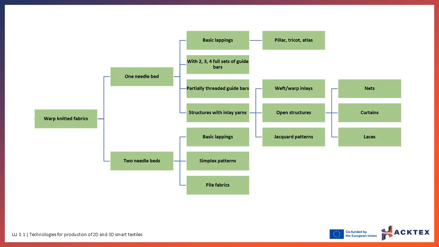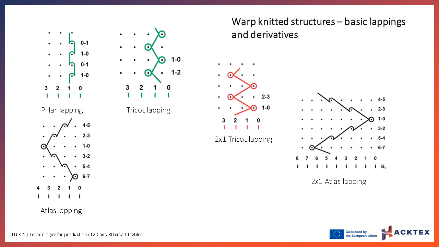Warp knitted fabrics are produced on one or two beds. Apart from the basic lapping movements and their derivatives, patterns can be produced to change the fabric behavior and aspect. 2D warp knitted fabrics are obtained using three basic lapping movements and their two derivatives. Pillar is obtained when a yarn forms stitches on the same needle.